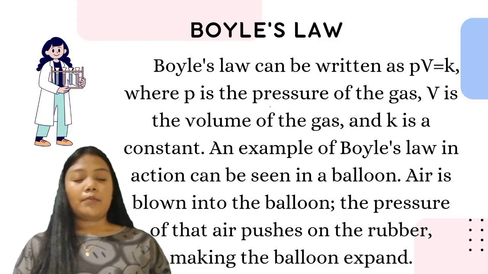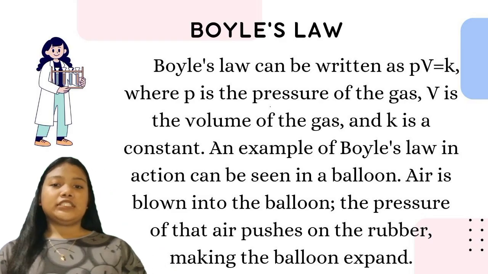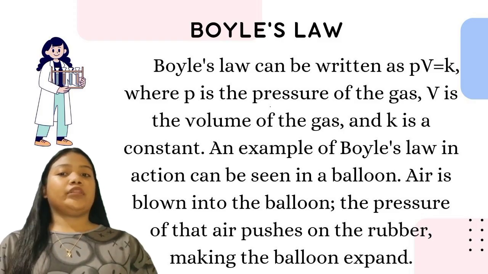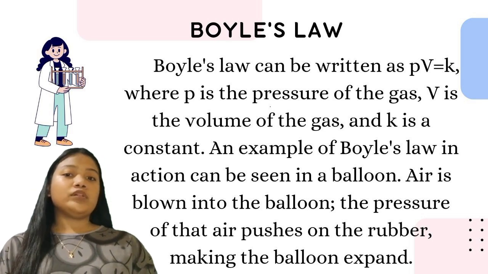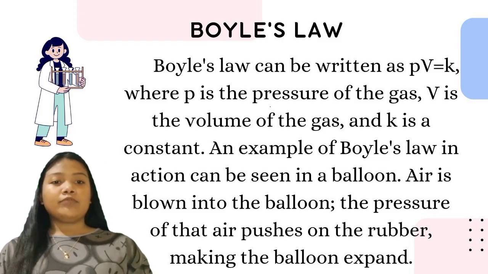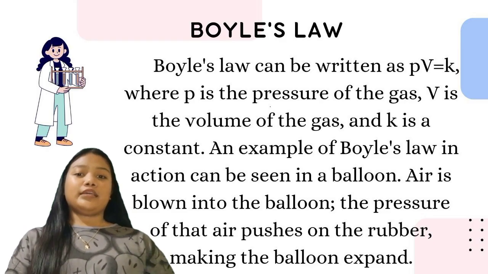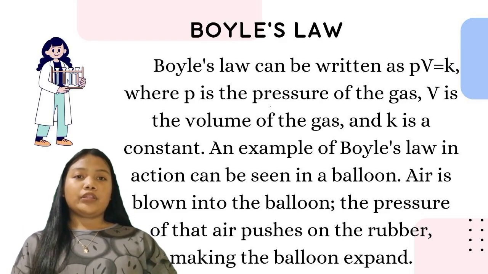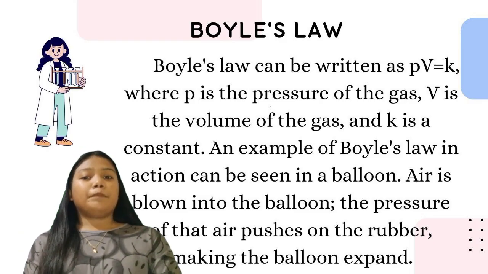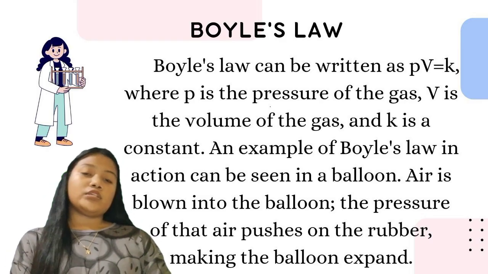I will give some example problems to solve. Boyle's law sample problem. A sample of oxygen gas has a volume of 150 ml when its pressure is 0.947 atmosphere. What will the volume of the gas be at a pressure of 0.987 atmosphere if the temperature does not change? So first we must find the given. P1 is 0.947 atmosphere, V1 is 150 ml, P2 is 0.987 atmosphere, and V2 is what is asked.